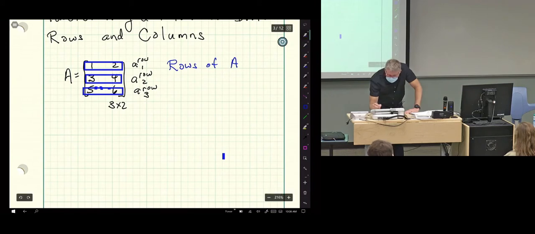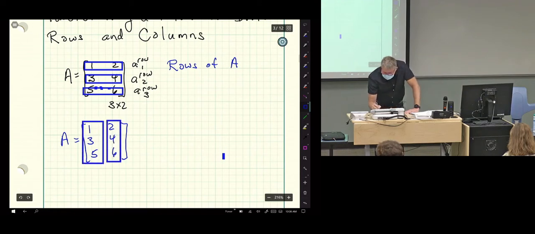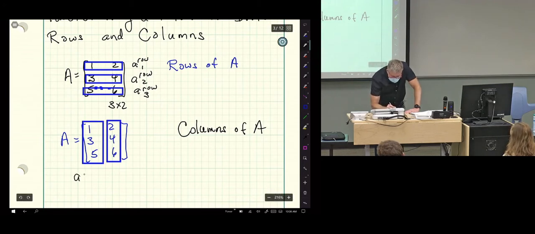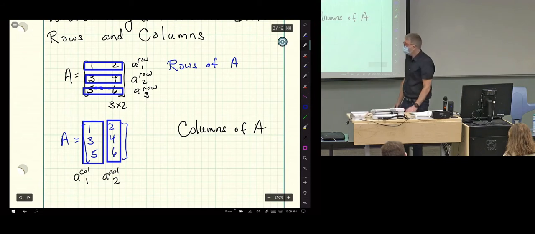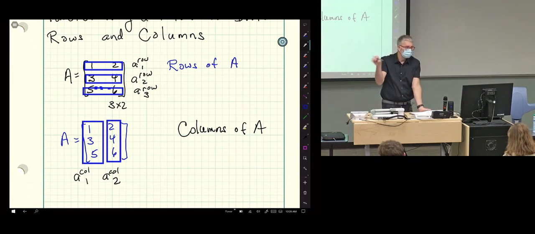Okay, let's rewrite A: 1, 3, 5, 2, 4, 6. Here are the columns. And we'll call this, for example, A column 1, A column 2. So we can just take any matrix, we can look at individual elements, but we can also group them together and get all the elements in the different rows and all the elements in the different columns.